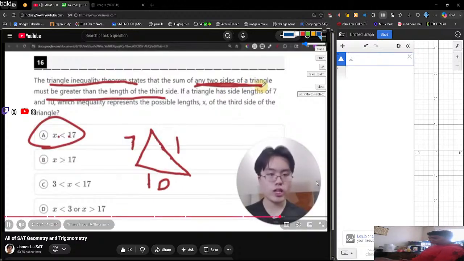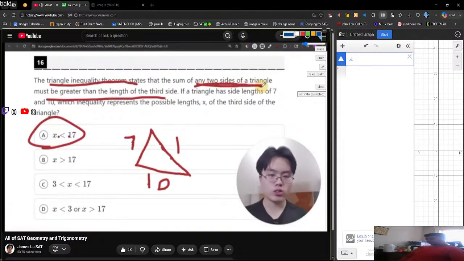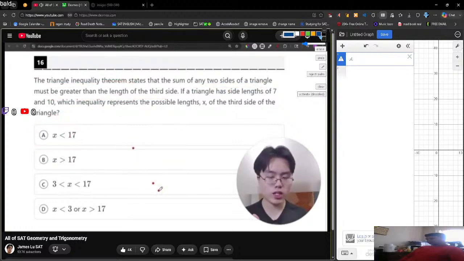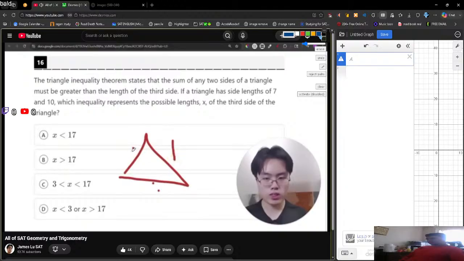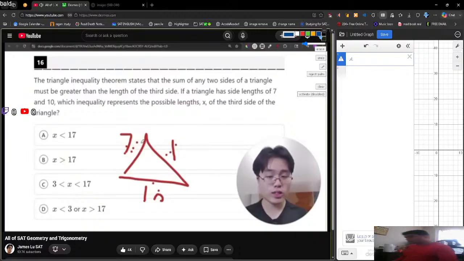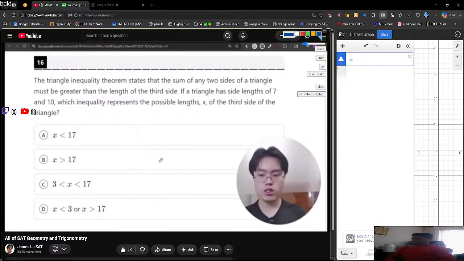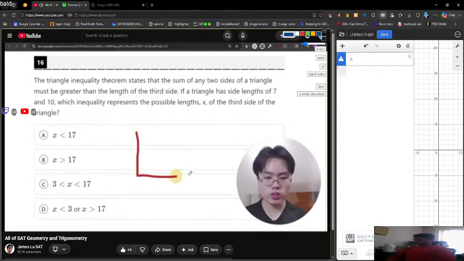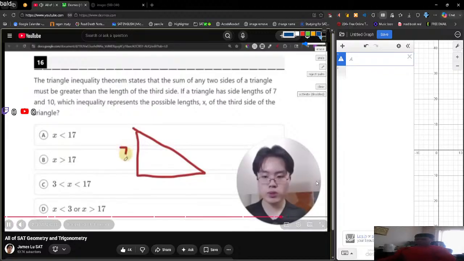It doesn't satisfy the triangle inequality theorem because remember, it says any two sides of a triangle. It doesn't say that it has to be specifically these two sides, 7 and 10. It could be this side length and this side. If you add these two side lengths, 7 plus 1, that equals 8, which is less than 10. So it can't be 1, actually. So there is a minimum too, not just a maximum, for this triangle. Okay, so what is that minimum?